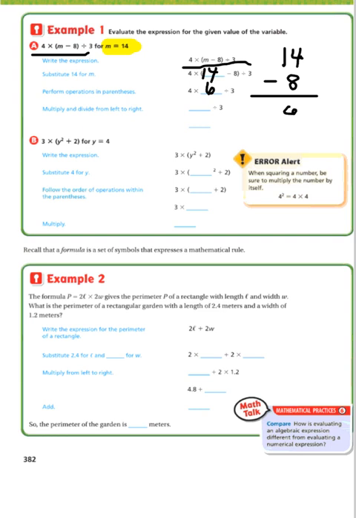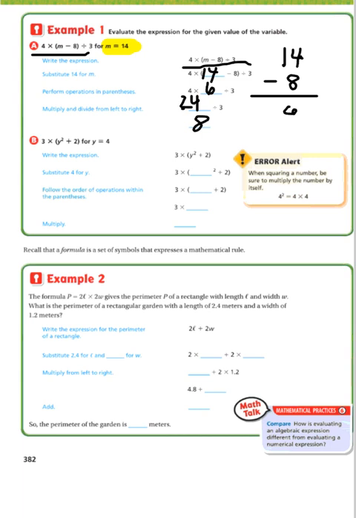Now we need to multiply. 4 times 6 is 24. And then we're going to divide. 24 divided by 3 is 8. You should be able to do most of that in your head. And if you normally use a calculator, you can go ahead and use a calculator on this part.